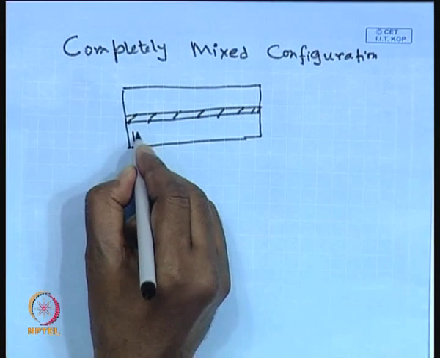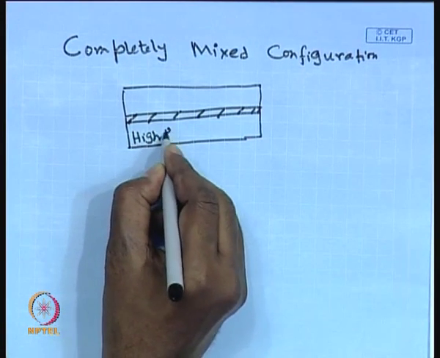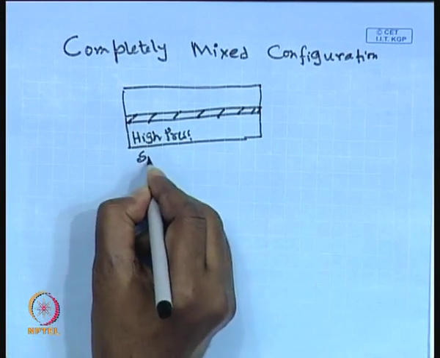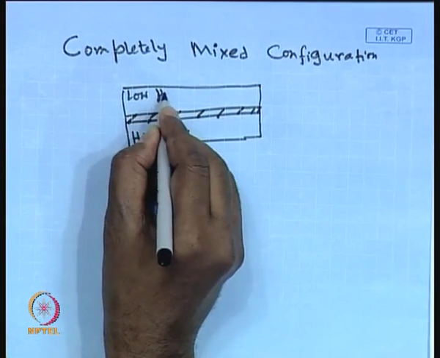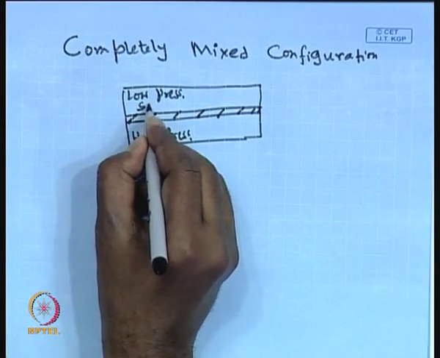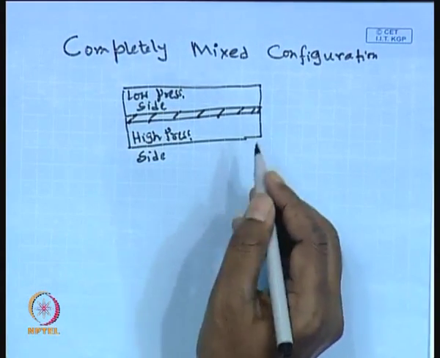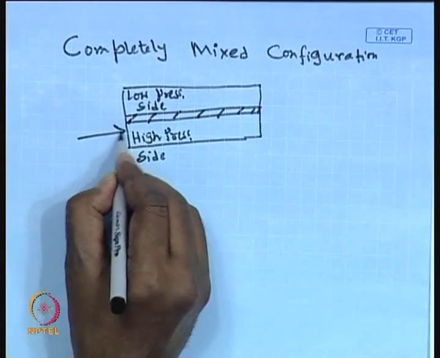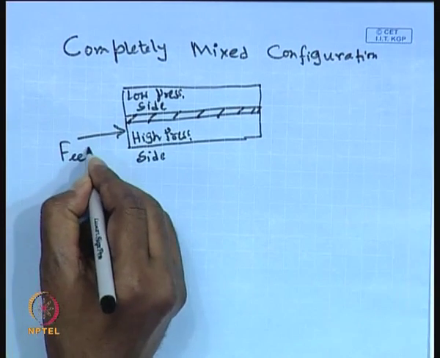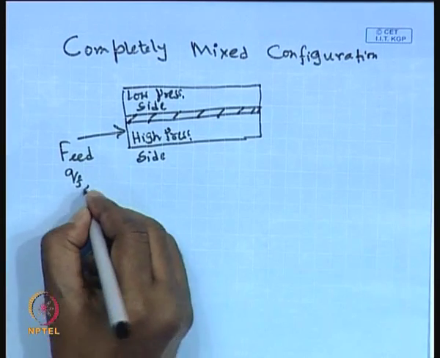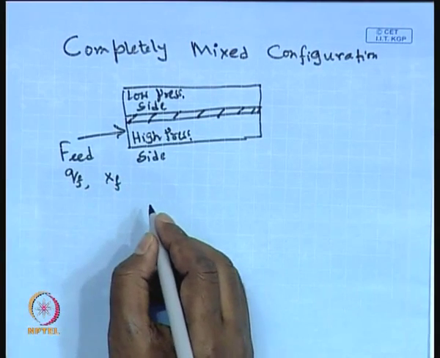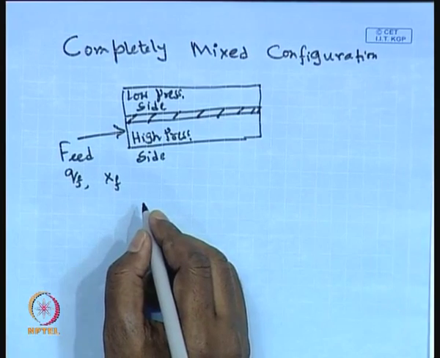This is the high pressure side, that means the feed side. This is the low pressure side, or the permeate side. So, you will be having the feed going into the system with a flow rate QF, and the mole fraction of the component that we are talking about to be separated is XF.